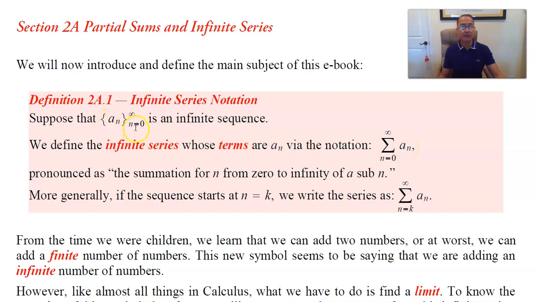So from the sequence notation, we will convert now to a series notation, summation n equals 0 to infinity of a sub n. That is how you pronounce that symbol. Now, if your sequence starts at n equals k instead, slight modification, we will go from summation n equals k to infinity of a sub n. Notice that the subscript n is the index here on the left side of this notation. For those in computer science, you can think of n as the counter of a for loop.